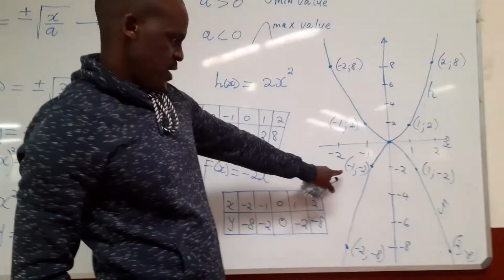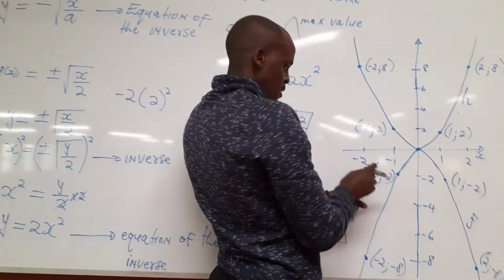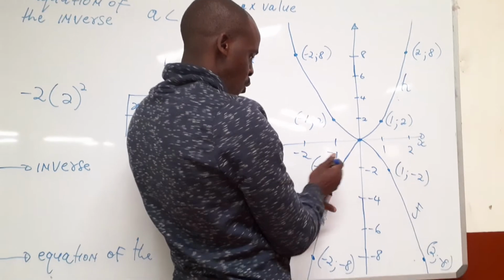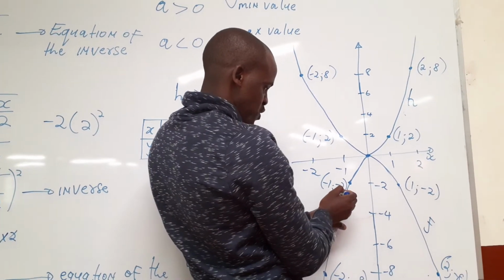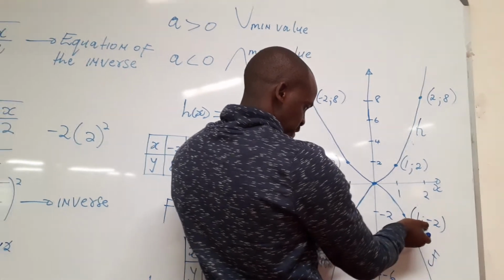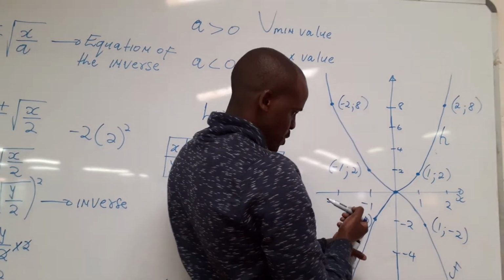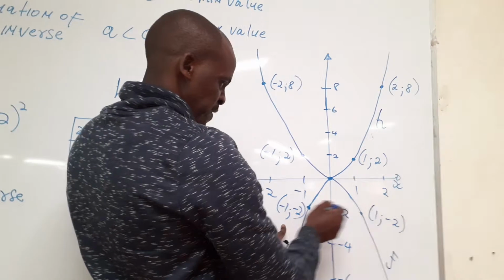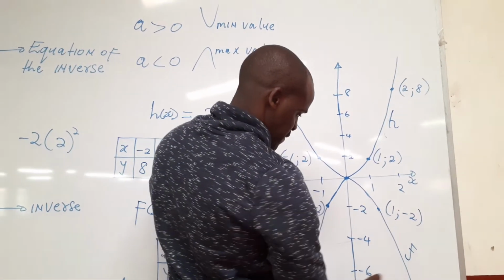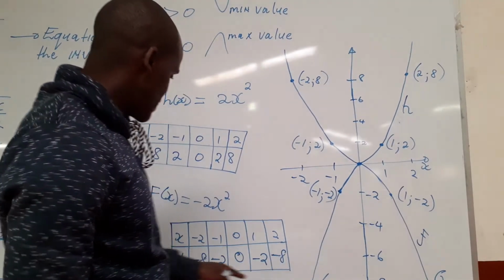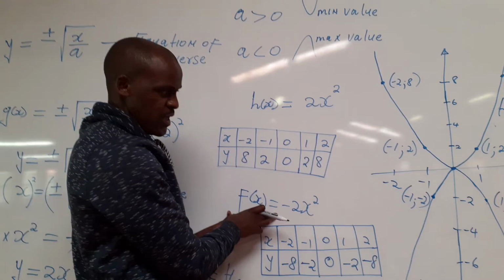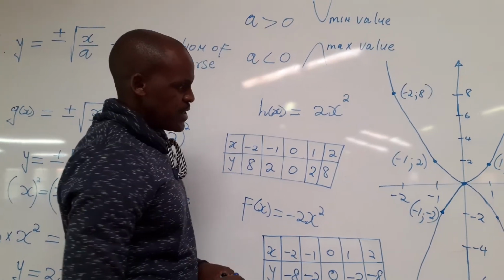When you look again here, we've got two different values of x for one value of y. Y is -2 if x is equal to -1. Y is -2 if x is equal to positive 1. So we've got two different values of x for one value of y, which means f is a function.